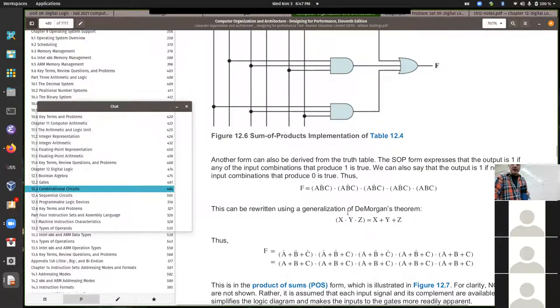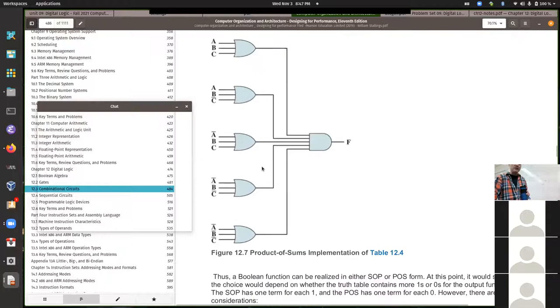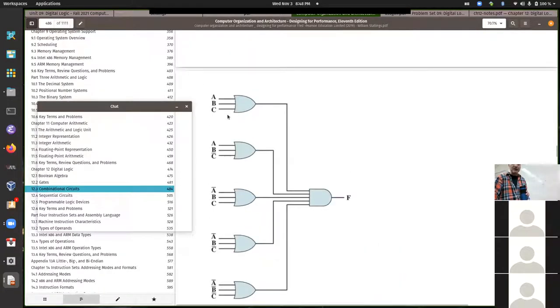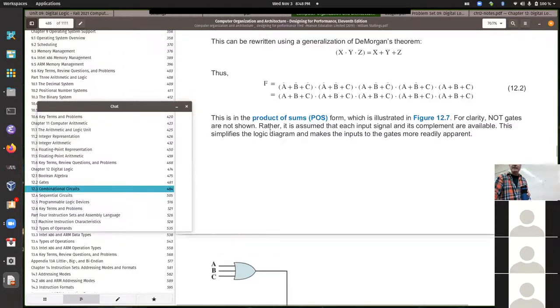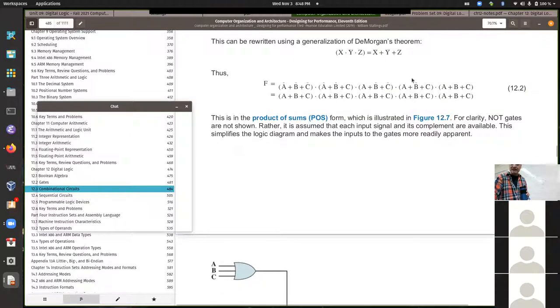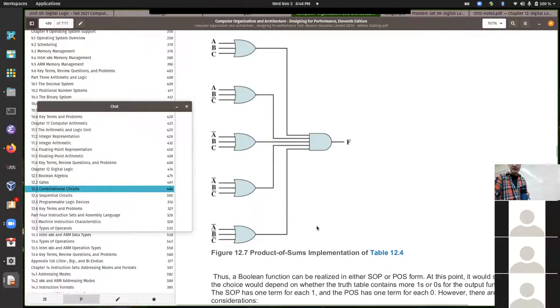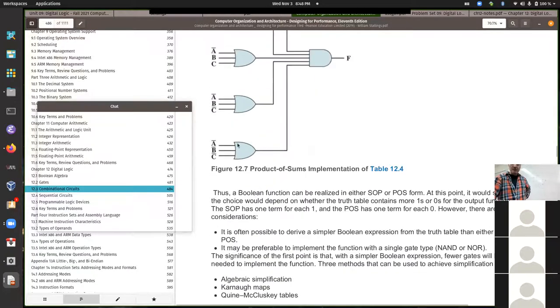You can also do the product of sums, right? So it looks, you know, like you would expect here. For the product of sums, you would get a similar kind of regular circuit, but in that case, you would use OR gates. So all these are ORs. In this case, though, you have to find all the places where F is false, because you're going to be ANDing all these together. So only the places where F is false do you want to have an OR gate, and then you want to AND the results of that to get the correct implementation of the truth table using the product of sums, right? And that's a little bit more complicated to understand than the sum of products, right? But they both work basically the same way.